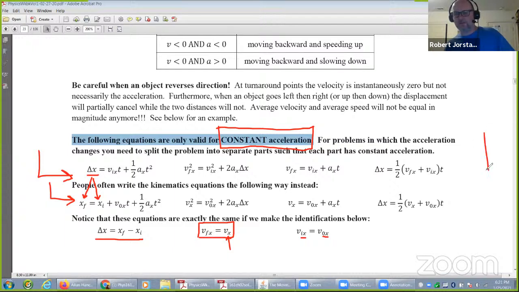There's actually a fifth equation of motion here if you want. I don't know if you've noticed this, but this first one doesn't have v final in it. This next one doesn't have time in it. This next one doesn't have x in it. And this next one doesn't have a in it. So the last one would be an equation that doesn't have what variable?